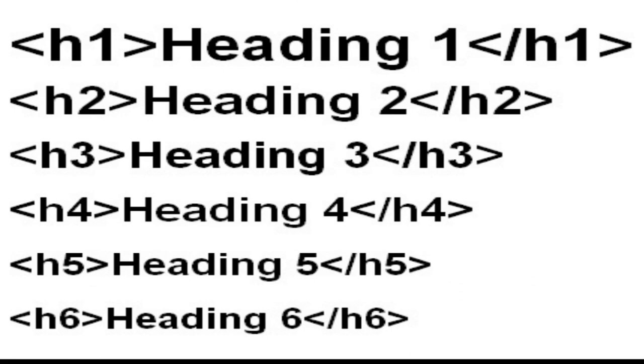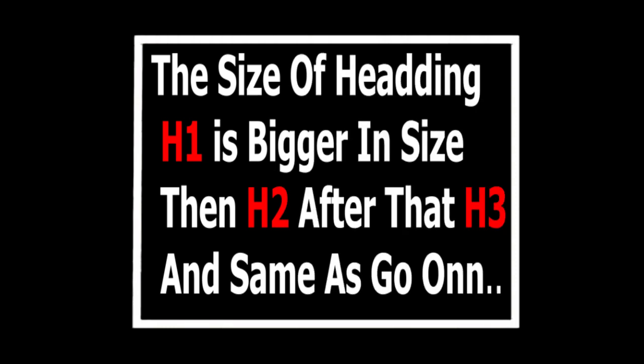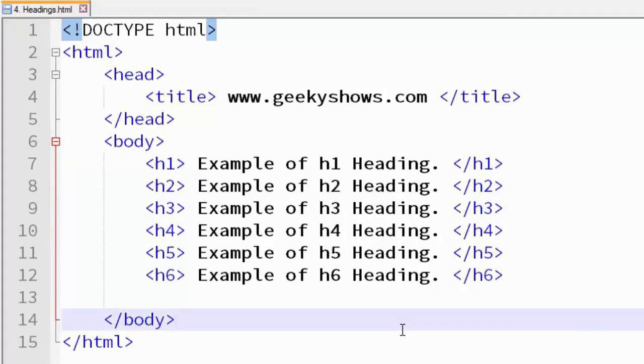It encodes headings from H1 to H6 in a sequence. The size of heading H1 is bigger than H2, after that H3, and so on, and the size simply decreases. The largest will be H1 and the smallest will be H6.